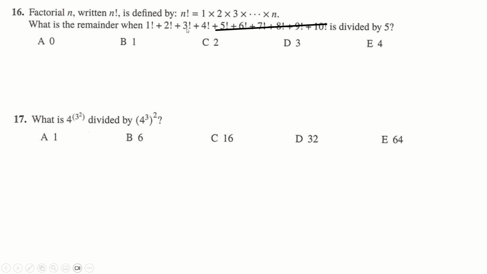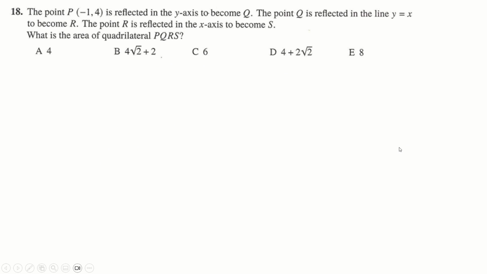1 plus 2 plus 6, plus 24 makes in total 33, which has a remainder of 3 when divided by 5. 3 squared is 9, so this is 4 to the 9. Now this, you multiply the indices to make 4 to the 6. And then 4 to the 9 divided by 4 to the 6 is 4 to the 3. 4 times 4 times 4 is 64. So that's the answer to that one.